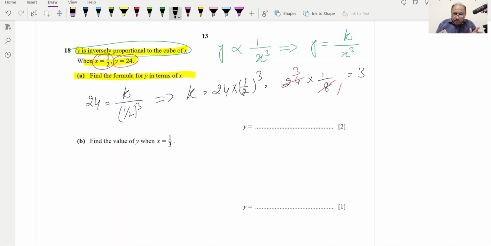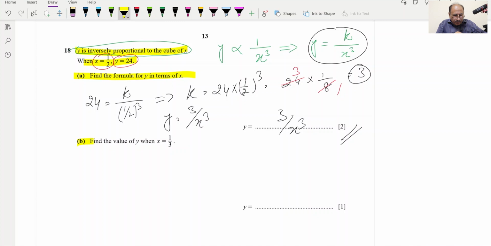So the k value is basically 3, and we can write down the equation. To write down the equation, this 3 we will be replacing in this equation, and we will get y is equal to 3 over x cubed. Our answer at the proper location will be 3 over x cubed. This was a 2 mark question.